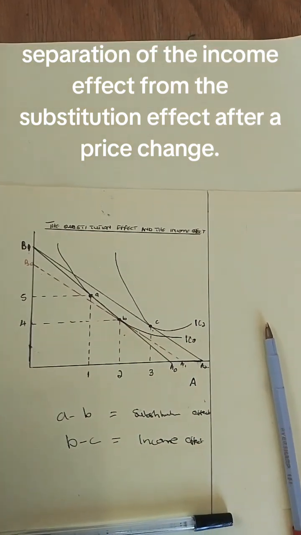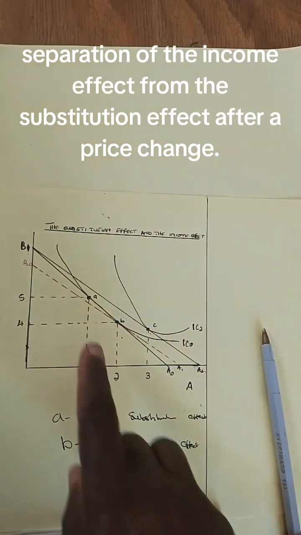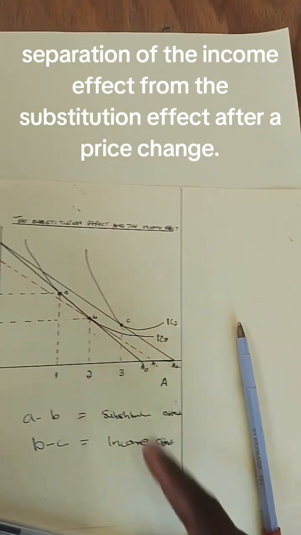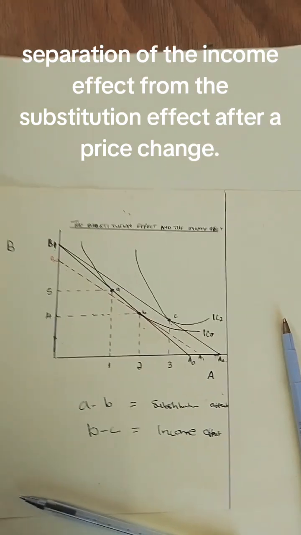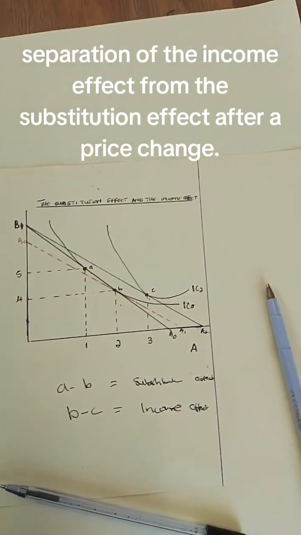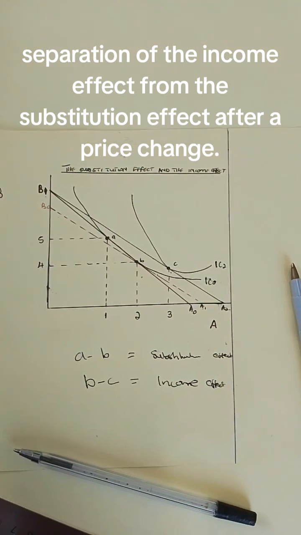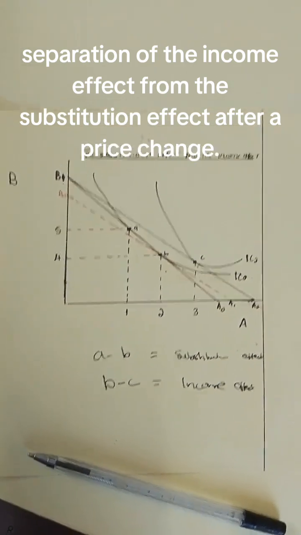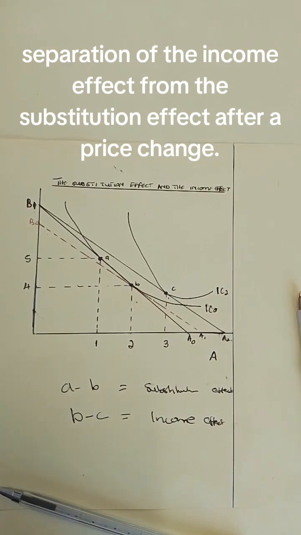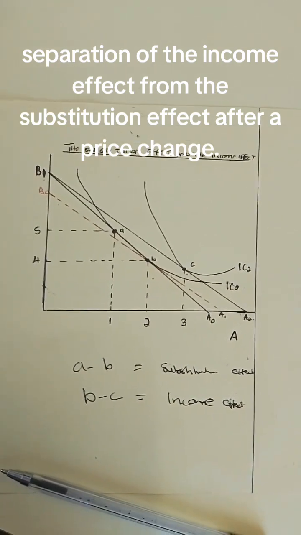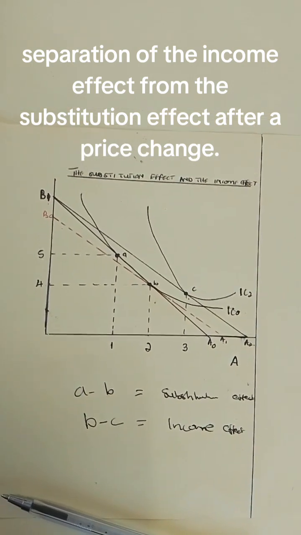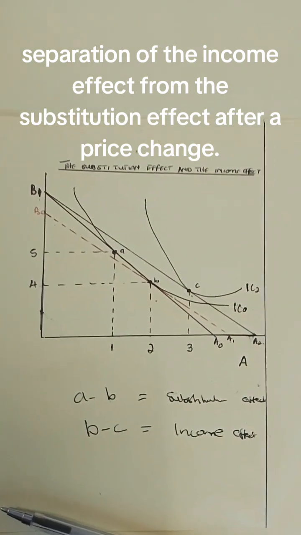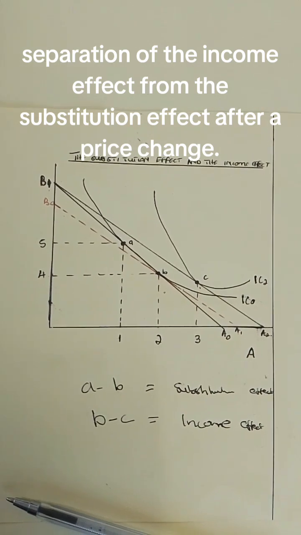So the total effect of a fall in the price of apples is a movement from A up to C, or from 1 up to 3. I don't know if I've explained well how we can separate the income effect from the substitution effect after a price change. But what happens depends on the types of goods. I think you need to also revisit the different types of goods, whether they are substitute goods, or normal goods. You have different effects depending on the types of goods that you're talking about.